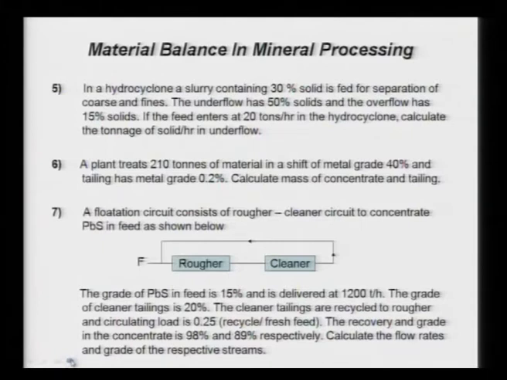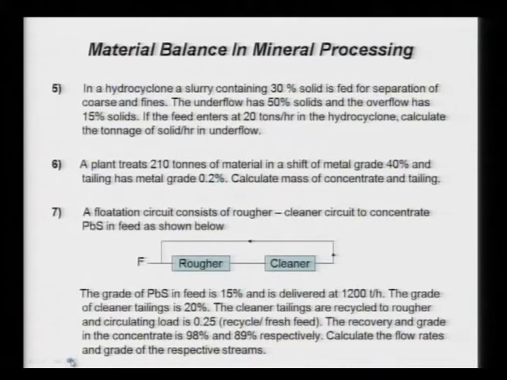If the feed enters at 20 tons per hour in the hydrocyclone, calculate the tonnage of solid per hour in underflow. Problem 6, a plant treats 210 tons of material in a shift of metal grade 40% and tailing as metal grade 0.2%. Calculate mass of concentrate and tailing.